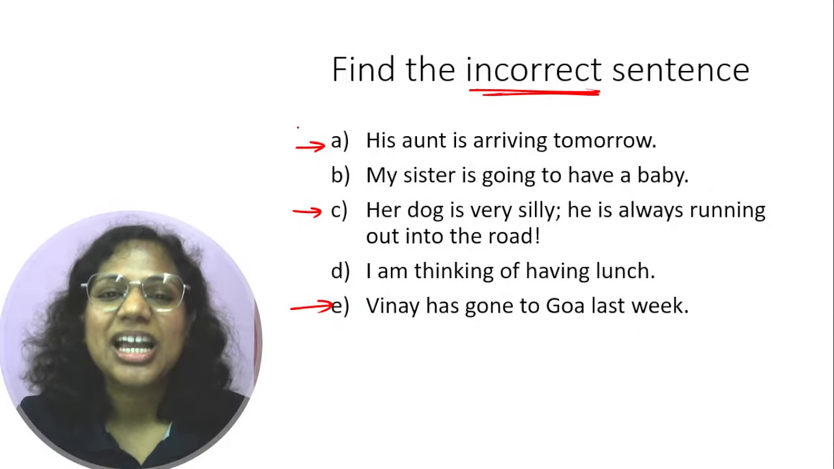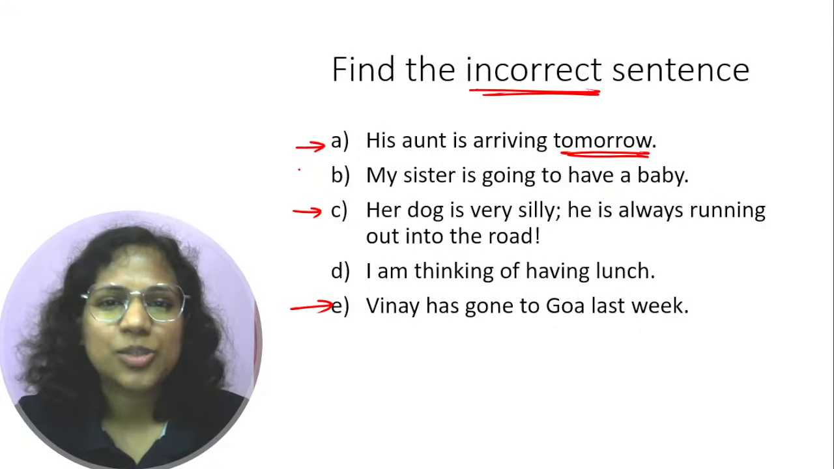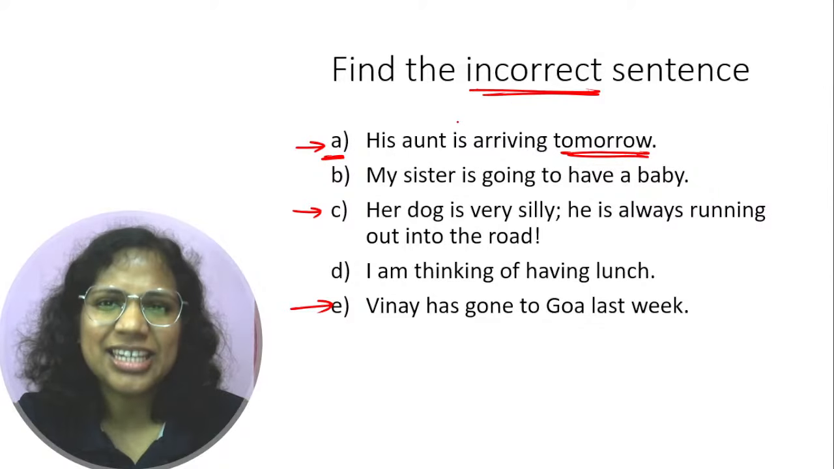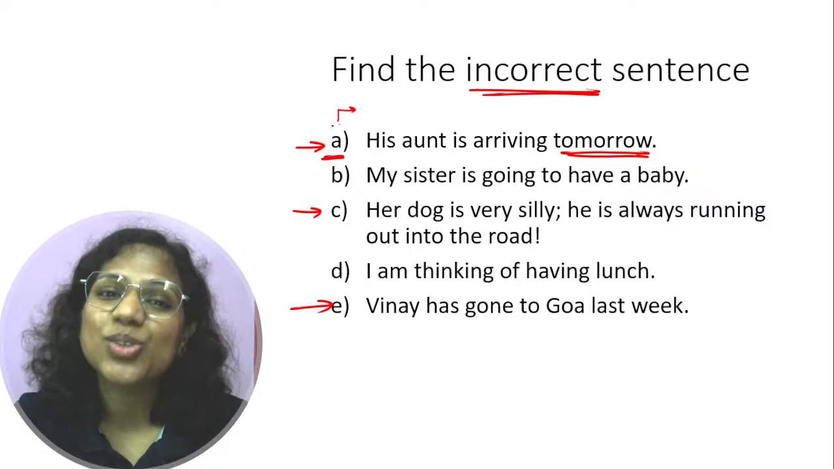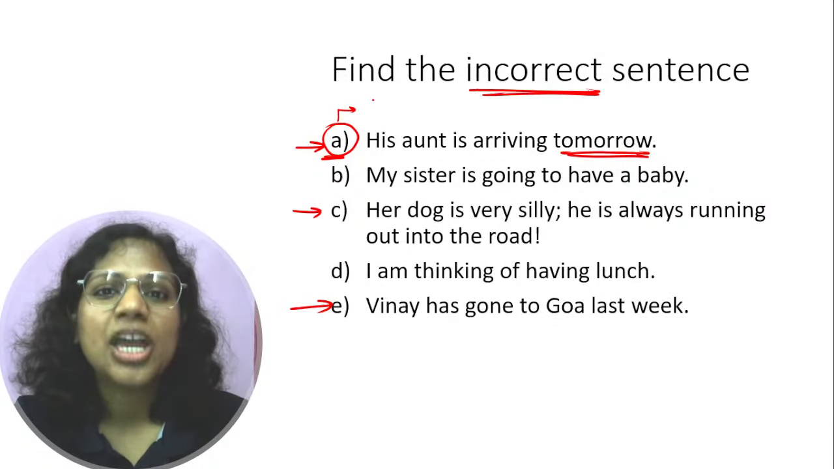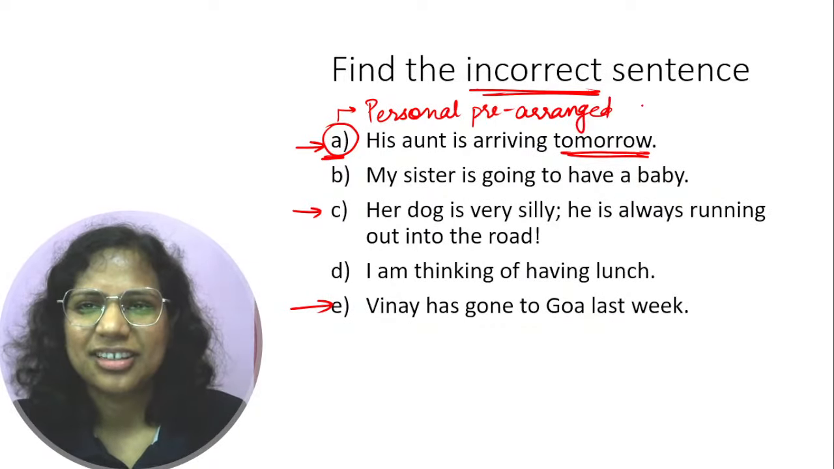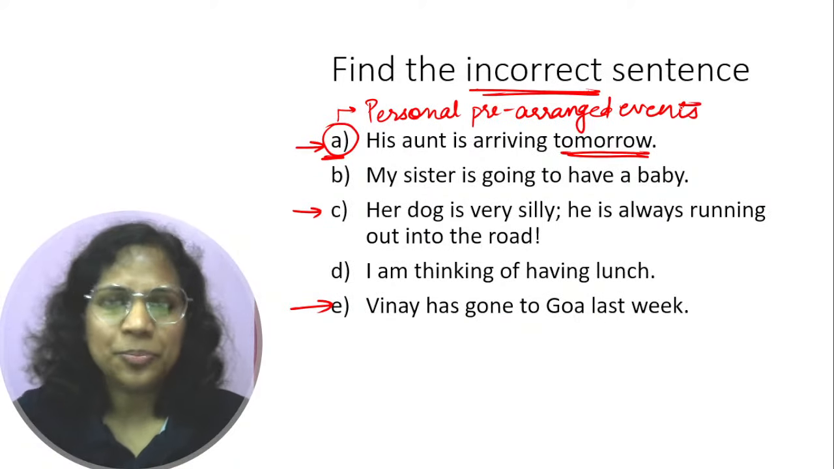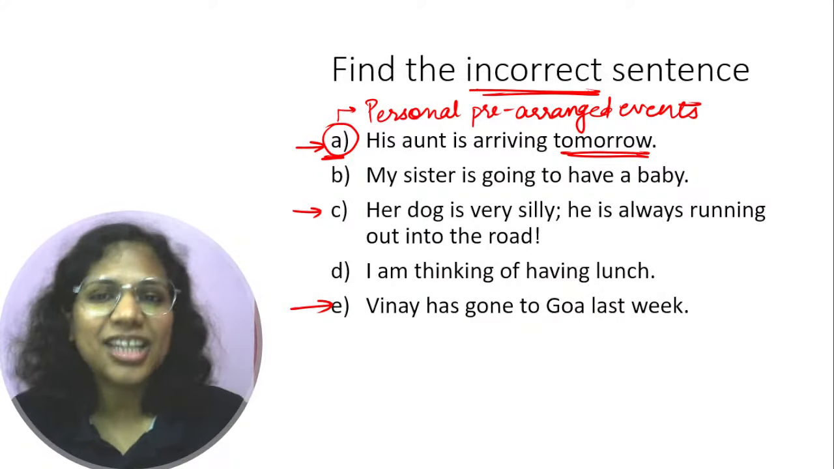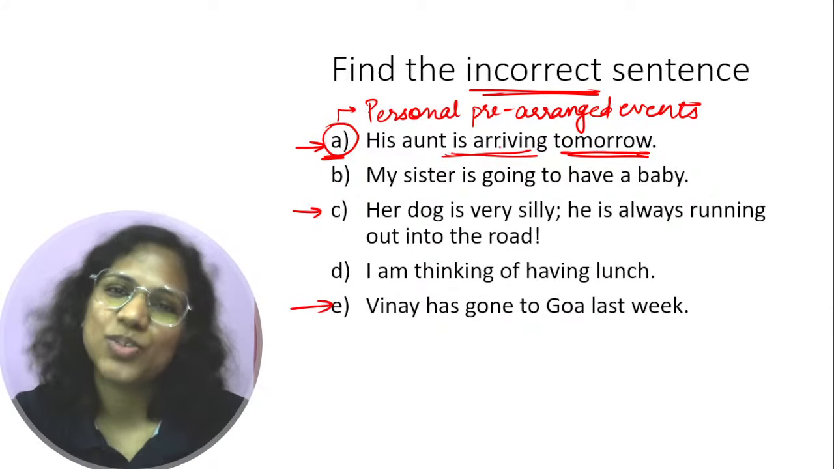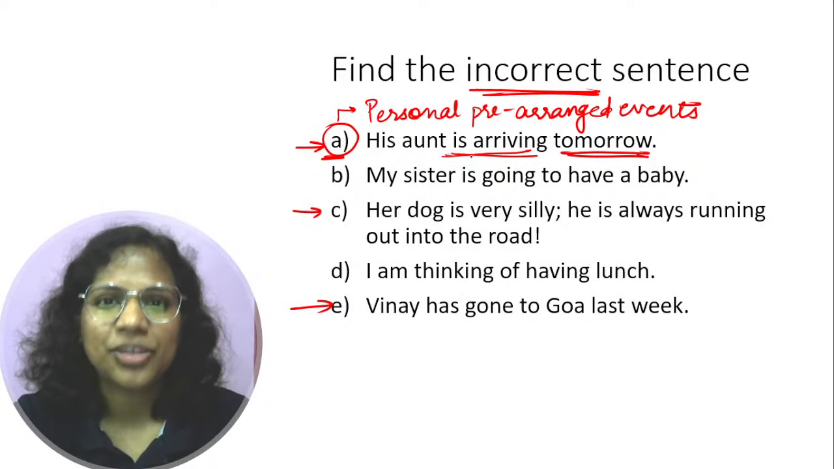Let's see. Because there is tomorrow, one of you says this is wrong, it should be will arrive tomorrow. You are not incorrect in saying will arrive tomorrow, but even this is not incorrect. Why? When I talk about personal pre-arranged events that have already been arranged for, even though they are future events, I can use the present continuous. It is not incorrect.